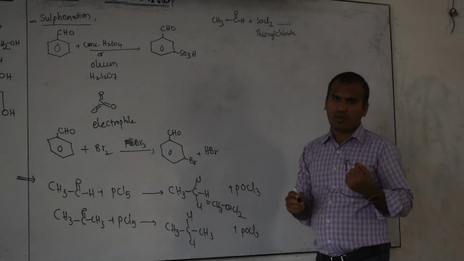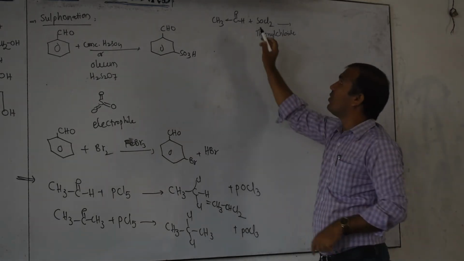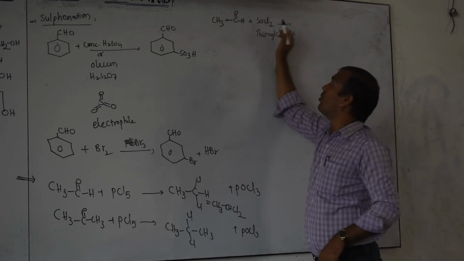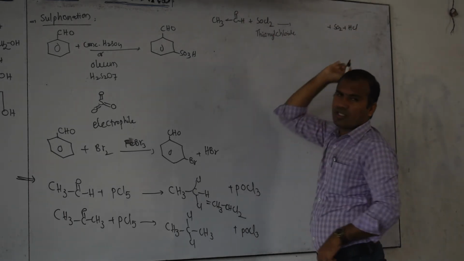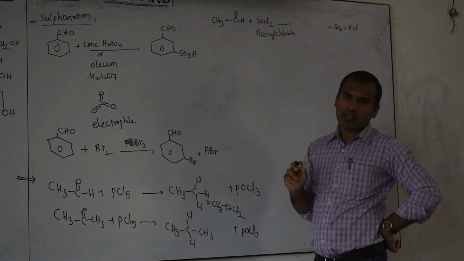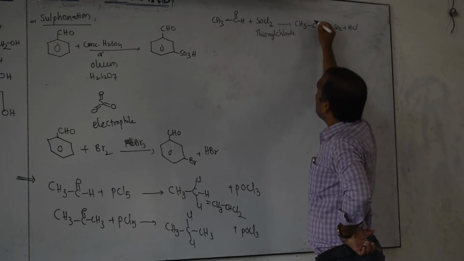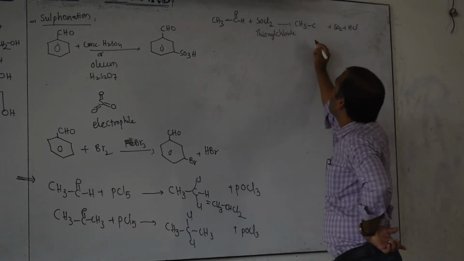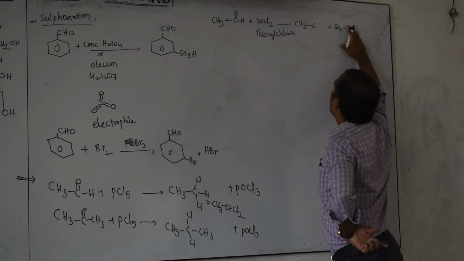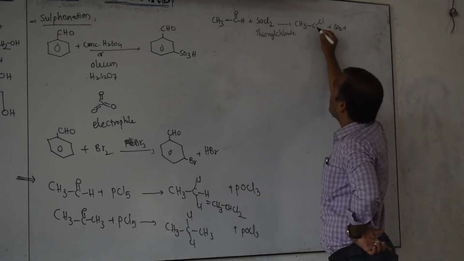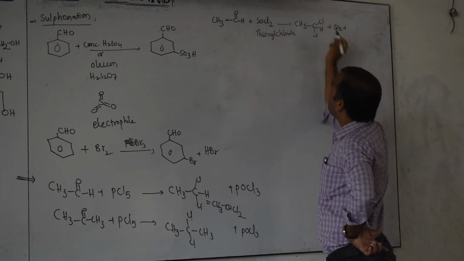Names are important when you write a statement. Here also it is the same. Actually it is SO and O, it forms SO2 and HCl. These are the byproducts when thionyl chloride is there. Then now write the product CH3, C. How many chlorides are there? Two chlorides will come here. So this product will not form down here. This is Cl and here Cl and H.